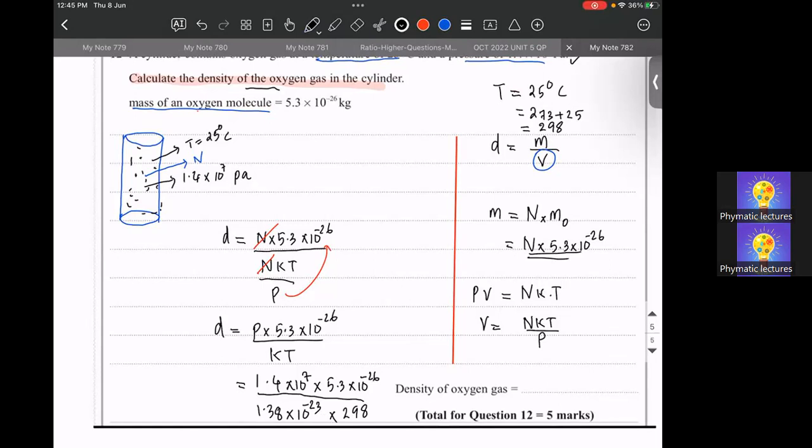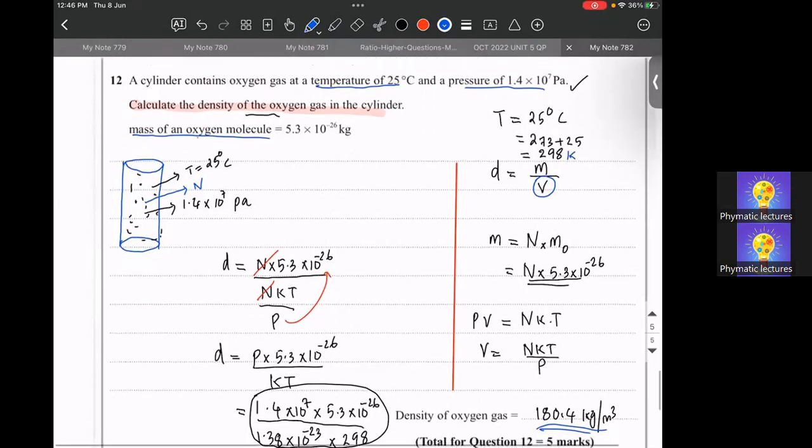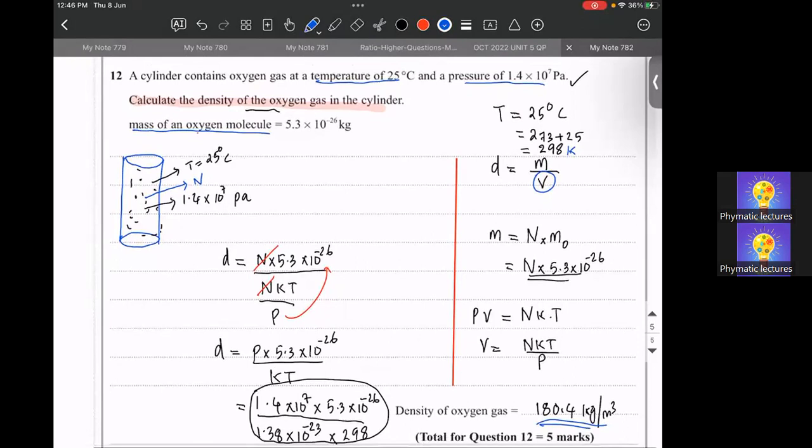If you plug all these values into a calculator, you will get nearly 180.4 kilogram per meter cube as the density of this oxygen in this particular cylinder. Hope you got that idea, right? So this is the answer for question number 12. Any confusions? No, right?